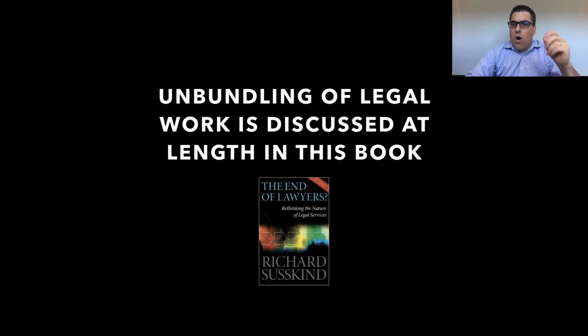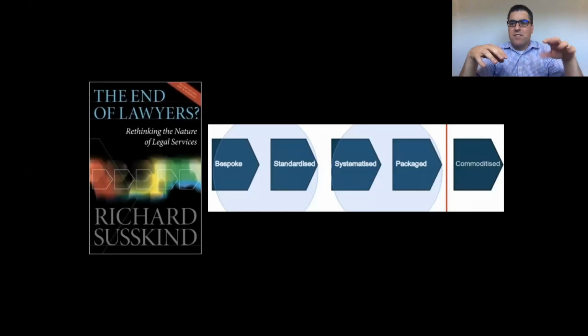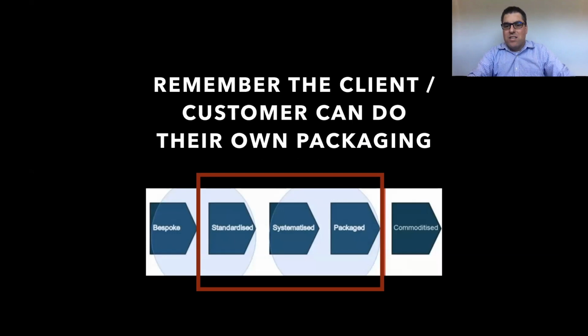So what's unbundling? It's this process of taking, say, a piece of work and breaking it into its component parts, and then maybe hiring people to do different pieces of it. And he talks about this path from bespoke to commoditization in the book. Folks talk a lot about commoditization. I think you should think more like getting to standardization and systemization, which is a big improvement from everything being bespoke. And one of the dynamics is that the customer or client can do their own packaging.